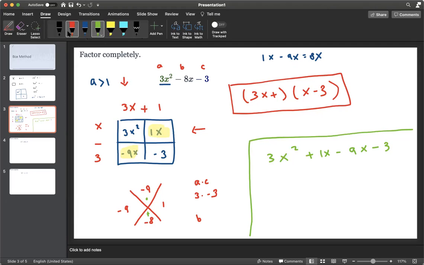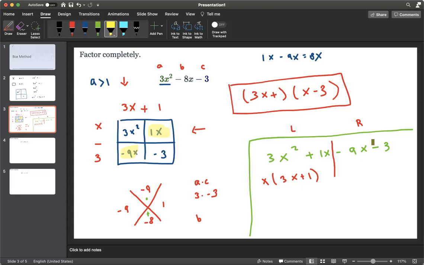So we are going to use a method that we call grouping. So we have 4 terms, and we're going to split this in half down the middle. So this is going to be my left side, this is my right side. If I look at my left side, my GCF is x. So when I factor, I get x times 3x plus 1. That is because 3x times x is 3x squared, and 1 times x is 1x.